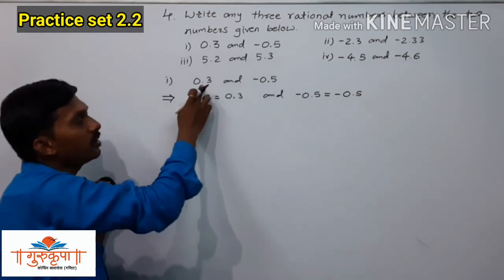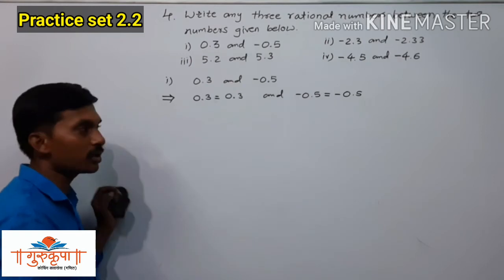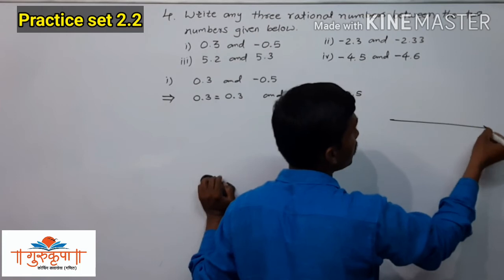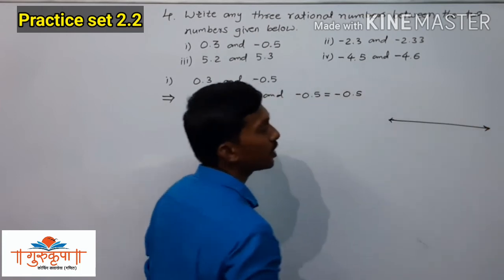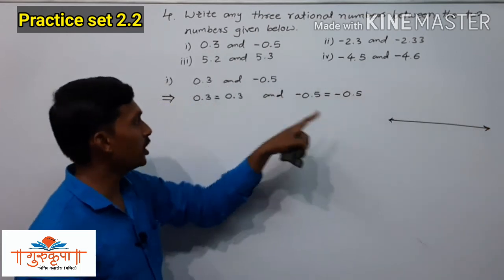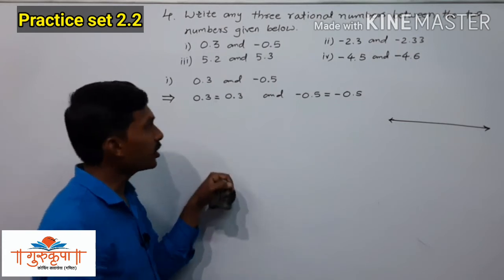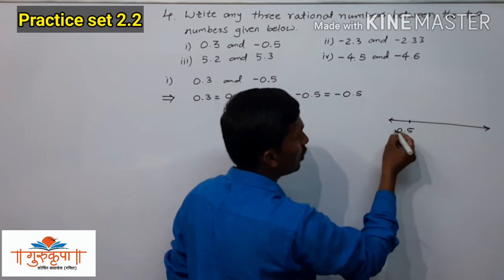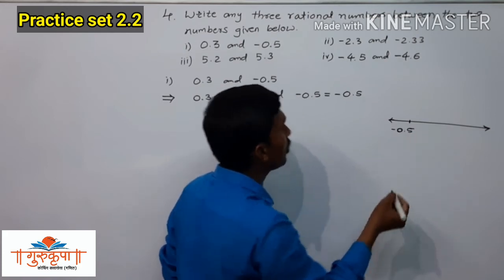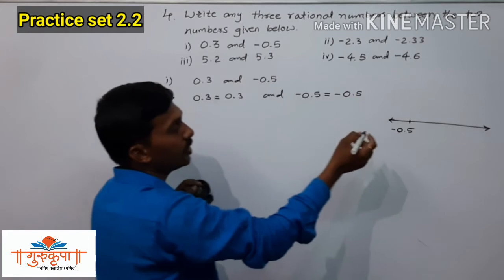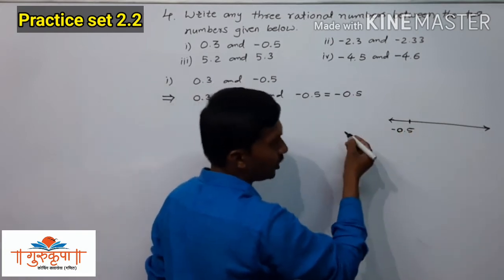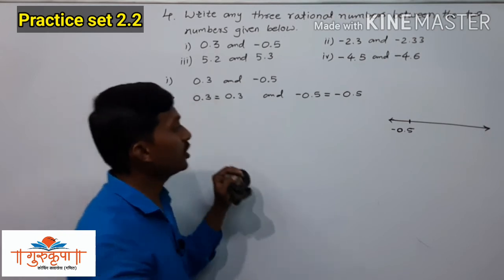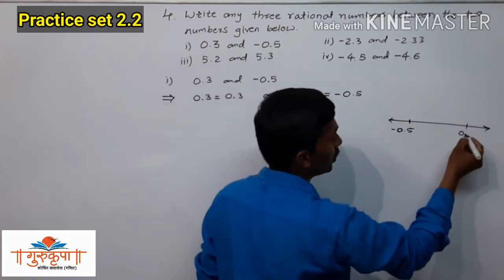But here this is the bigger number, this is the smaller number. So on the number line, see, this is just for your information. You don't need to draw that diagram here. Here minus 0.5 is the smaller number, since it is negative, the smaller number out of these two. So we write it to the left side of the number line, and this is a positive number, so here we will write 0.3.